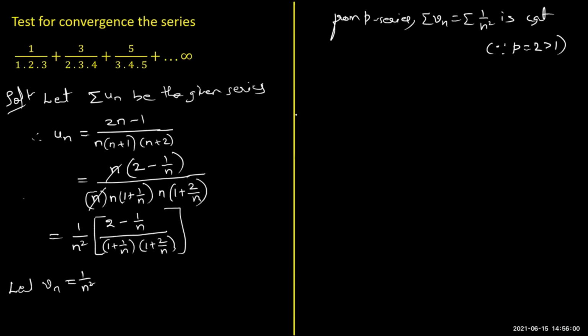Now see, this is not enough. We need to evaluate one more limit. Now, to use the comparison test, we need to take this limit: limit n tends to infinity, un by Vn. Right? So if you just try to evaluate it, limit n tends to infinity, what is this un by Vn?